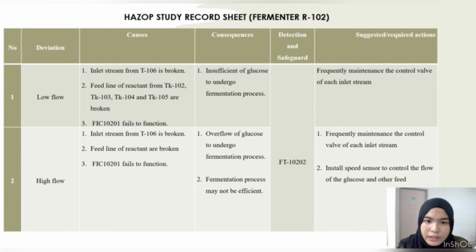This may lead to insufficient glucose to undergo the fermentation process. Then it can cause overflow of glucose in this process also, and the fermentation process may not be efficient. So in order to solve the problem, we install the FT10202. For the suggested action, first, frequently maintain the control valve of each inlet stream, and also install a speed sensor to control the flow of the glucose and the other feeds.